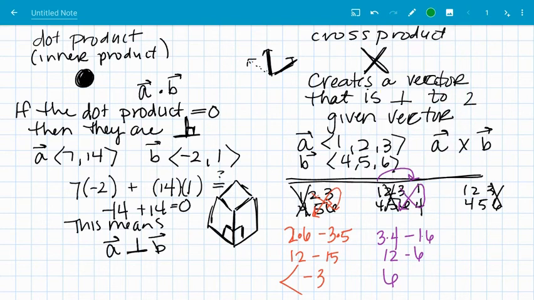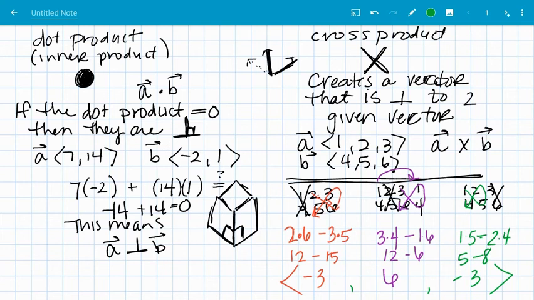And then for the last one, you're going to do the same thing. You've already got them crossed out. 1 times 5 minus 2 times 4. So I get 5 minus 8, and I get negative 3. And that is my vector that is now perpendicular to both A and B.